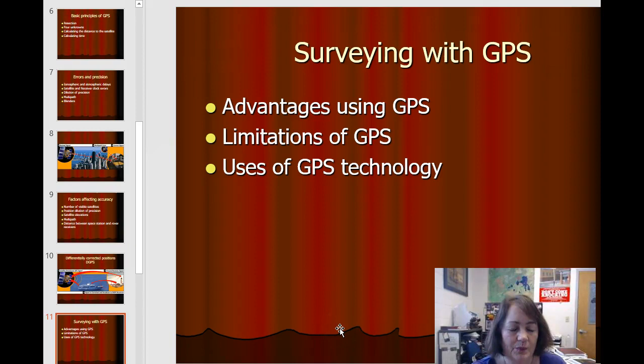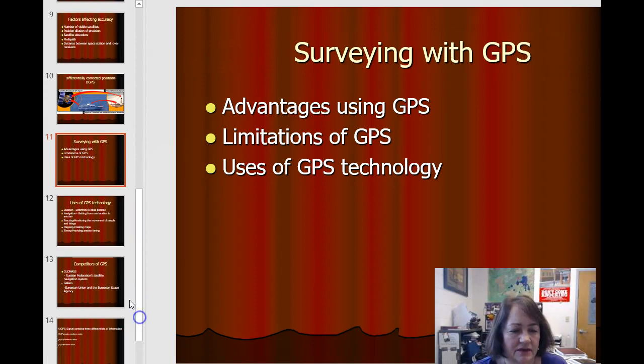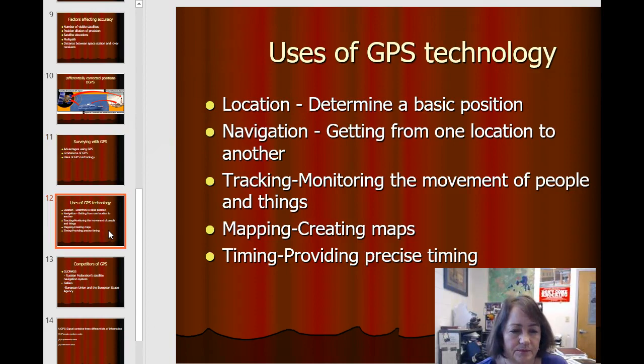Okay, so next thing we're going to talk about are the advantages and limitations and a little bit about the different uses of GPS technology. Obviously, GPS is very effective for surveying, but there's lots of other uses for the technology as well. There are different signals that come off of satellites, different bands of signals, and some of them are used for different types of communication, with GPS being one of the types. So what do we use GPS for? For location, for navigation, for tracking, for mapping, and for timing.